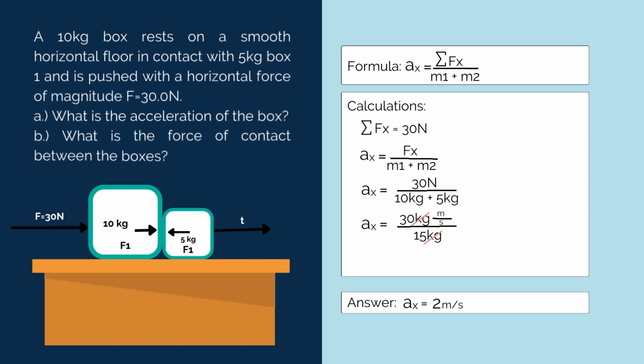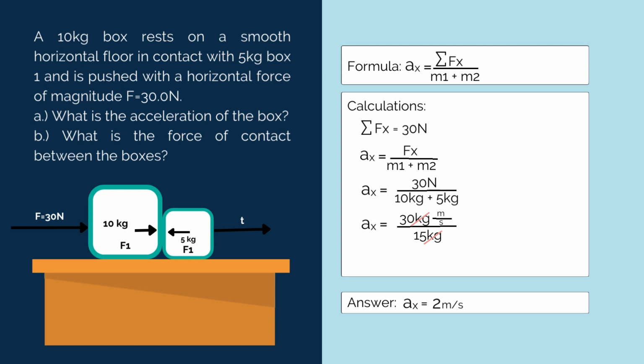So for example, a 10 kg box rests on a smooth horizontal floor in contact with a 5 kg box 2. Box 2 is pushed with a horizontal force of magnitude F equals 30 Newton. What is the acceleration of the boxes? So first, F of x is equal to 30 Newton. To get the acceleration, it is equal to the force over mass 1 plus mass 2. So acceleration is equal to the force, which is 30 Newton, over the mass 1, which is 10 kilograms, plus 5 kilograms, mass 2.